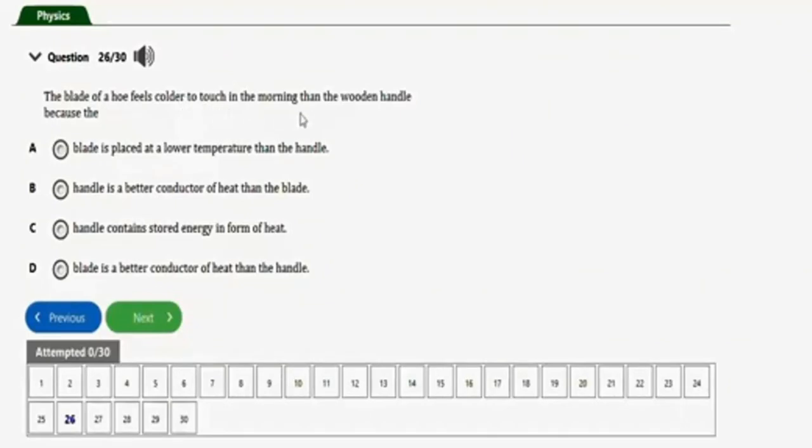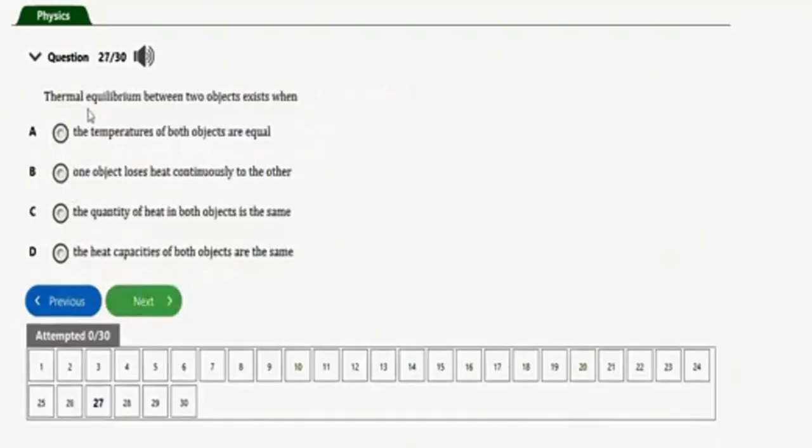Next one says, the blade of a hoe feels colder to touch in the morning than the wooden handle because we have option A, blade is placed at a lower temperature than the handle. B, handle is a better conductor of heat than the blade. C, handle contains stored energy in the form of heat. D, blade is a better conductor of heat than the handle. So guys, the correct option to this question is option D. The blade is a better conductor of heat than the handle. Alright, so that's it for this question. Let's go to the next one.